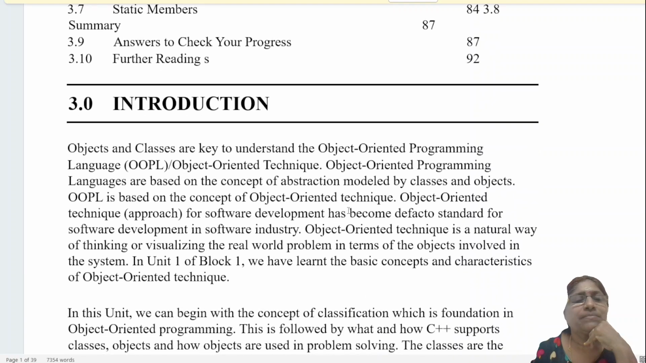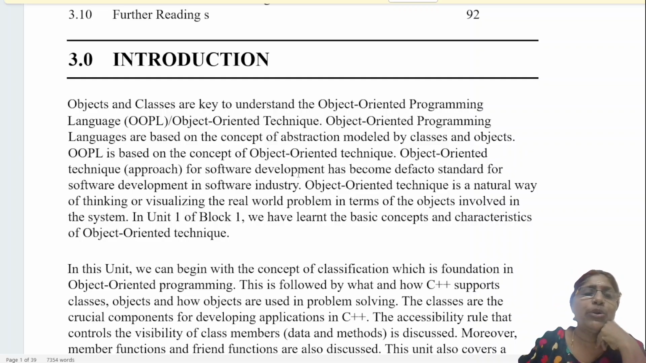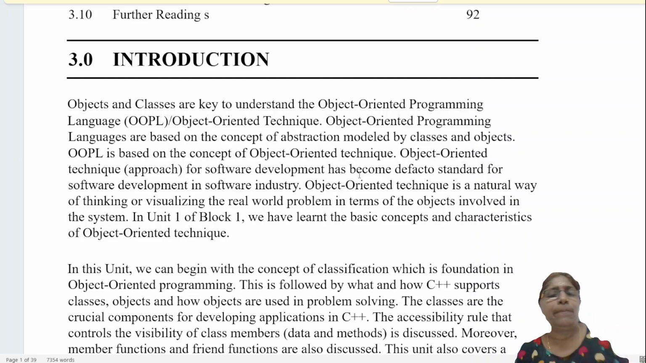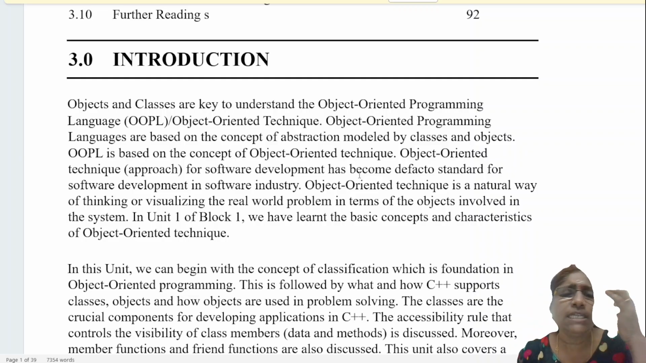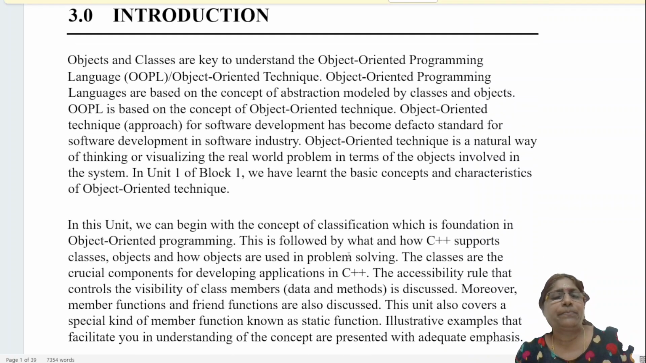Introduction. Objects and classes are key to understanding the object-oriented programming language, OOPL, and the object-oriented technique. Object-oriented programming languages are based on the concept of abstraction modeled by classes and objects. OOPL is based on the concept of the object-oriented technique. The object-oriented technique approach for software development has become the de facto standard in the software industry.